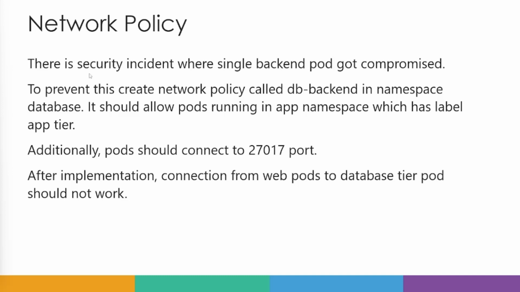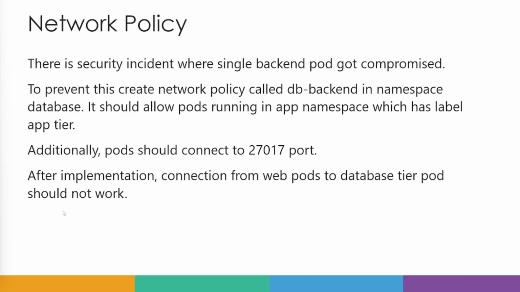Here is the question. There is a security incident where a single backend pod got compromised. To prevent this, create a network policy called db-backend in the database namespace, and it should allow the pods running in the app namespace which has the label app tier. Additionally, this pod should only connect to 27017 port. So after implementation of this, the pod connection from the web pods to database tier pod should not work.